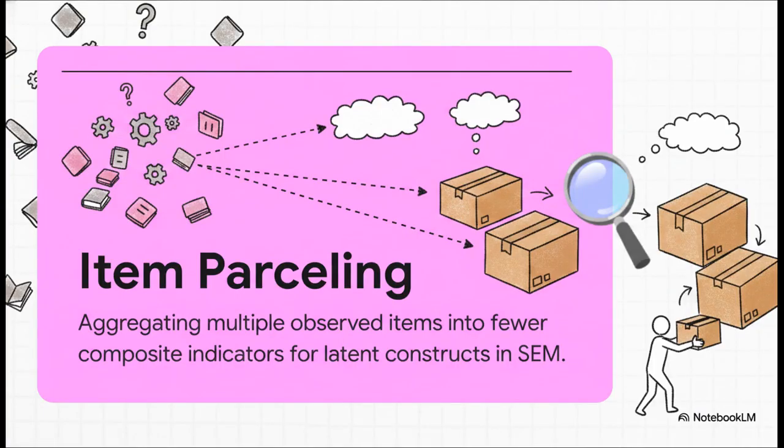So what actually is it? By definition, item parceling is a technique used mostly in SEM. It involves taking multiple observed items, think of these as the individual questions on your survey, and aggregating them into a smaller number of composite indicators, which we call parcels. These parcels then represent your latent constructs.